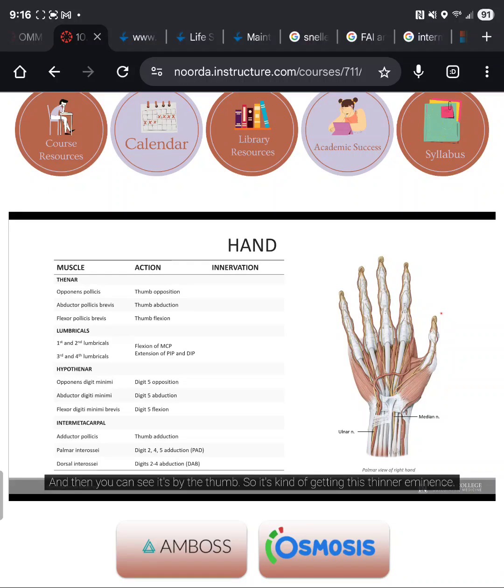And then you can see it's by the thumb, so it's kind of getting this thenar eminence, and it's getting kind of these first couple of digits here, so digits 2 and digits 3. And so when we put it onto the chart, the median nerve getting the thenar eminence, and then the first and second lumbricals are done by the median nerve.